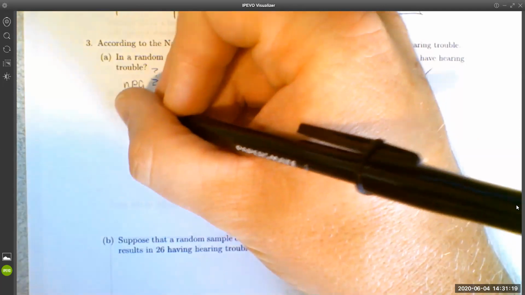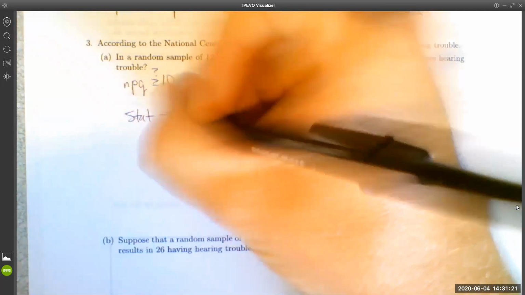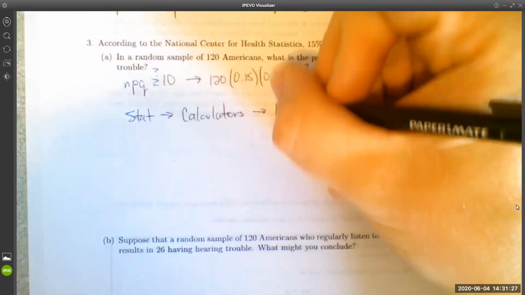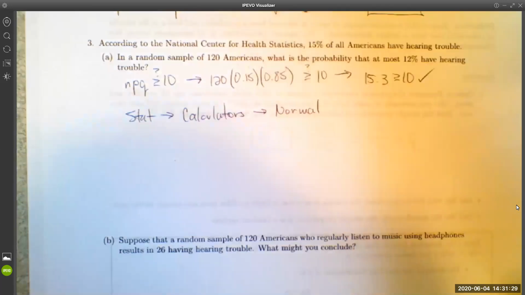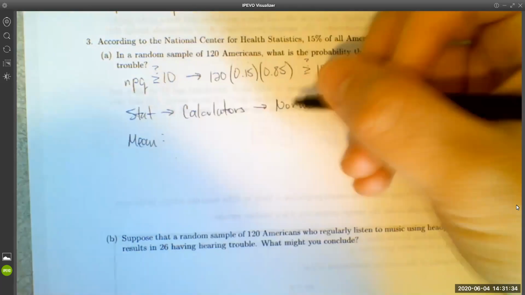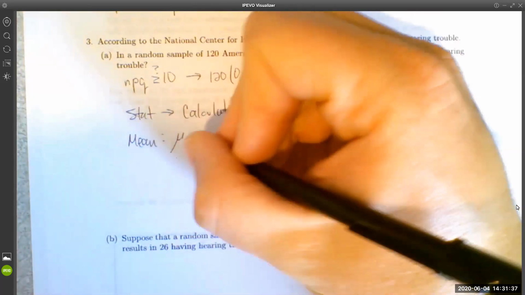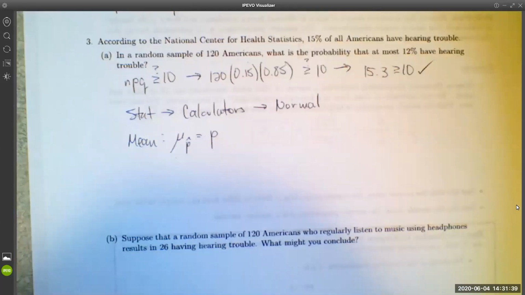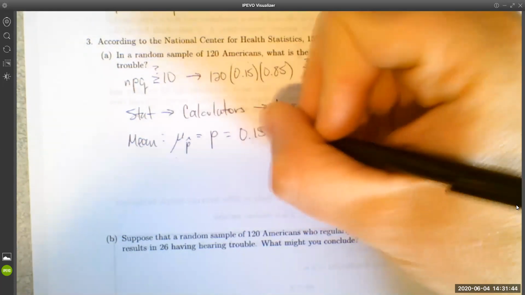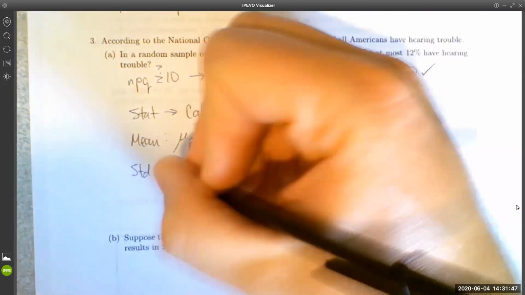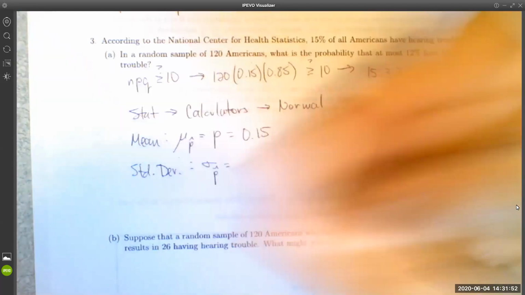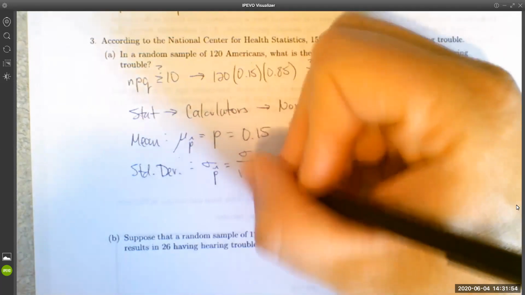We're going to go to stat, calculators, normal. When we get there, we're going to have to enter something for the mean, right? What we want to enter for the mean is mu sub p hat, right? Which is equal to the population proportion of 0.15. When we enter something for the standard deviation, we're going to enter sigma sub p hat. That's the same thing as sigma divided by square root of n.